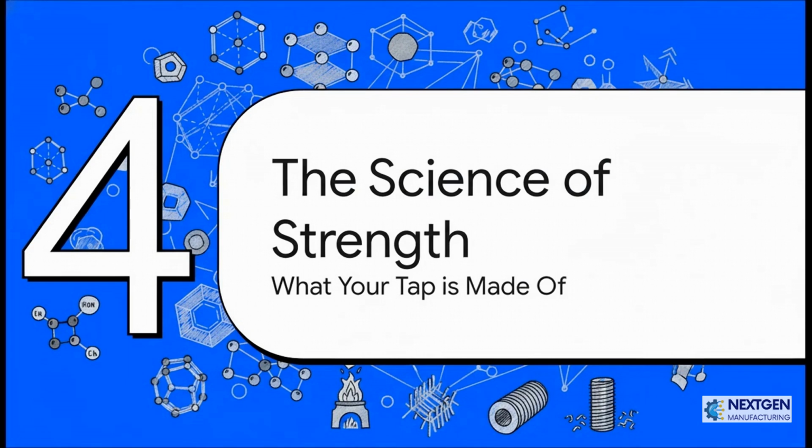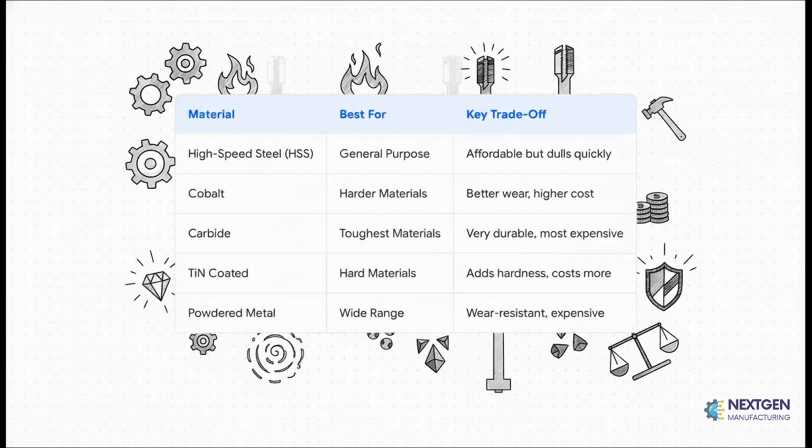All right, now we get to the really cool science behind next-gen manufacturing. It's not just about the shape of the tap. What it's made of is just as critical. The material science here is everything when it comes to performance, how long the tool lasts, and whether you get a perfect, clean cut. Let's break this down.